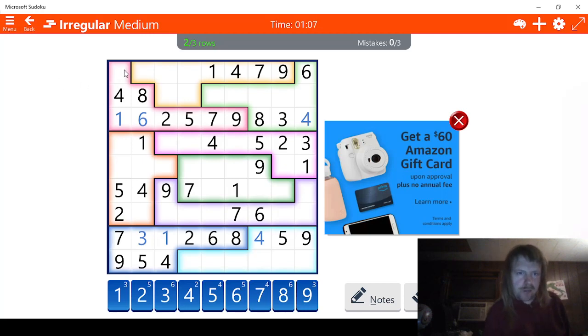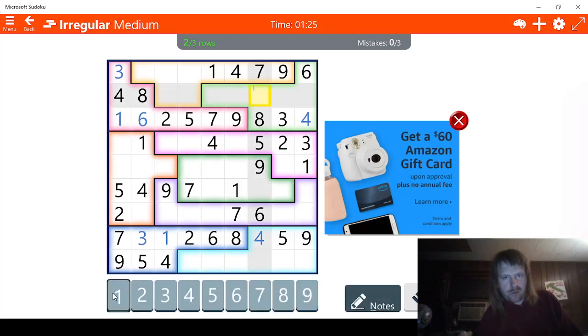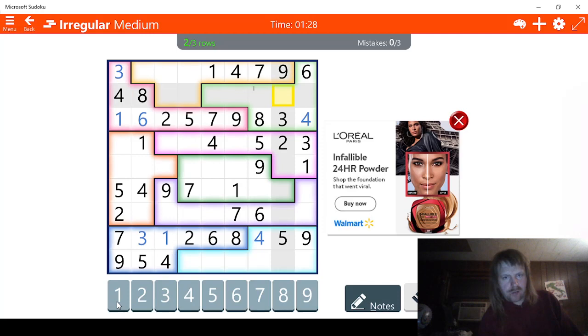Okay, so I think the play is to do this. 1, 2, okay, this has to be a 3, obviously. Good. Let's see, one. Okay, well, I see two possibilities for one here. We're gonna notes mode this. Good. We need a two. We know this can't be two here. We're gonna skip two for now and go to five.